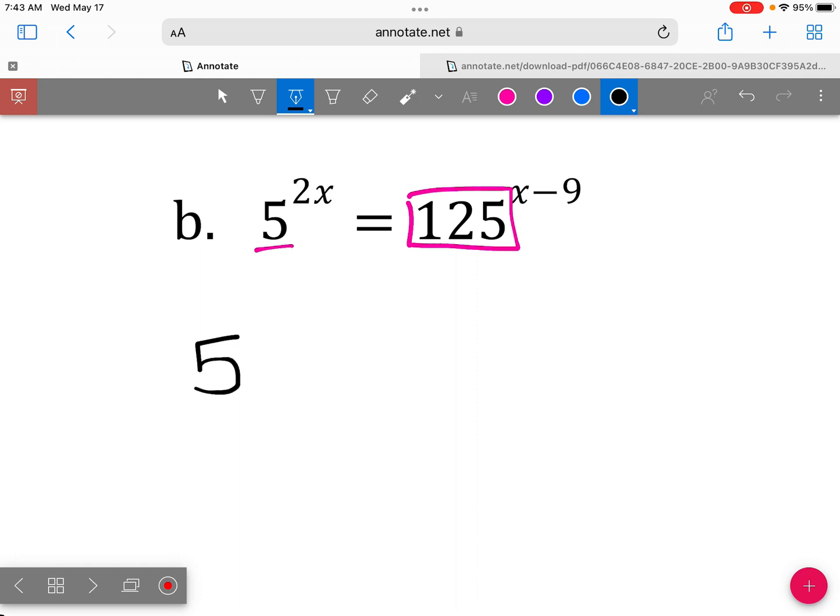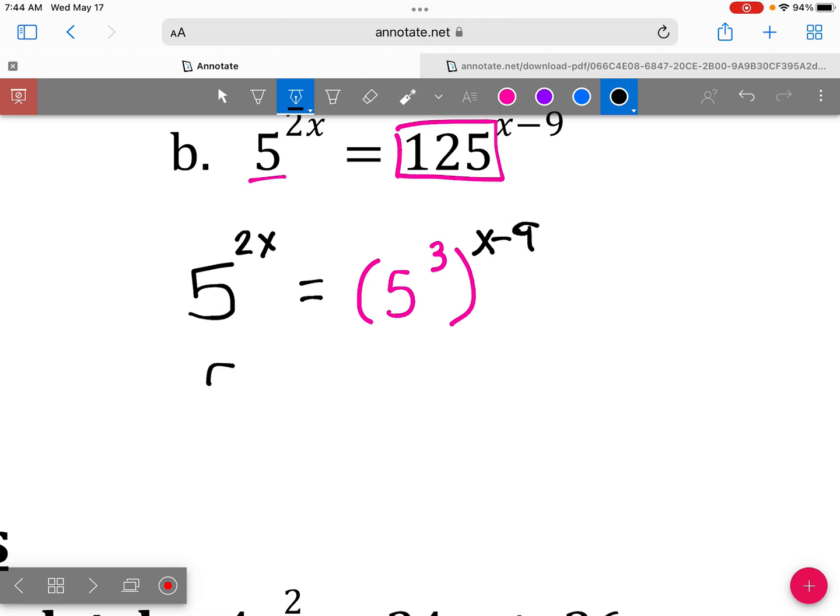I will never change the smaller one. The smaller one's gonna stay. I can only make them smaller. So it's not that I might never change the smaller one, but I will never make the smaller one bigger. 5 to the what is 125? Yeah. I can rewrite 125 as 5 to the third, to the x minus 9. That's the same thing. It means the same thing.